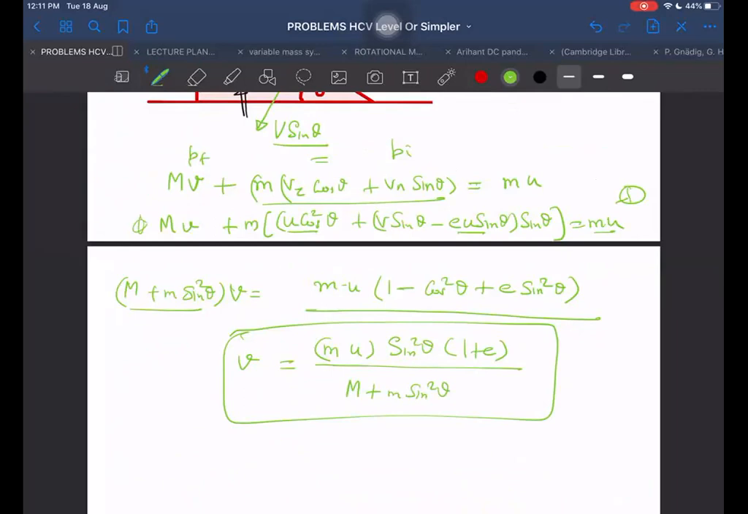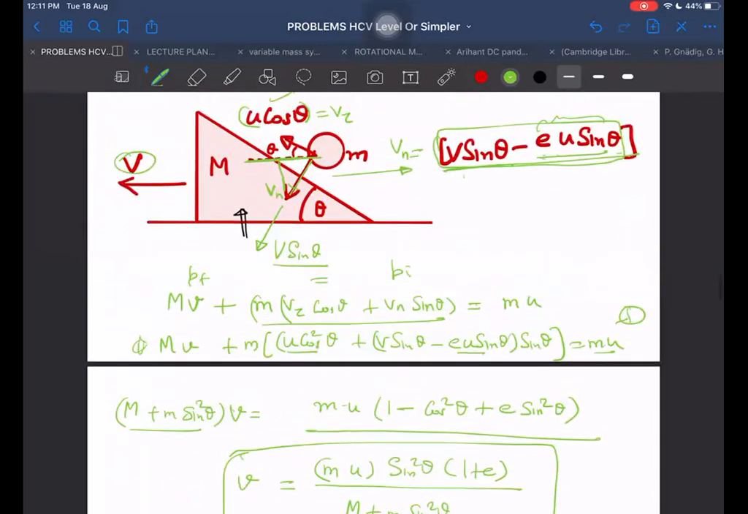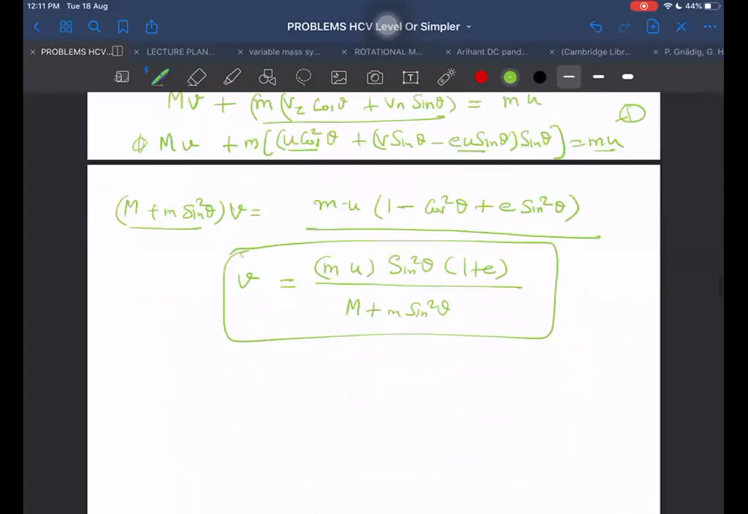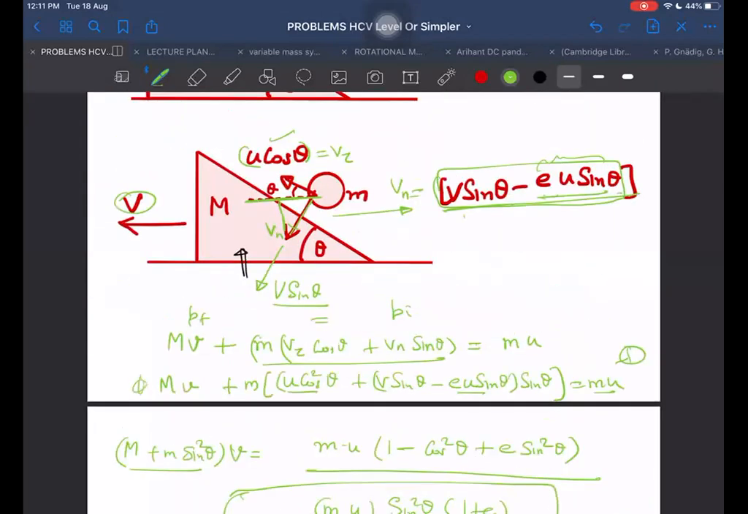Understood or not? Right, sir. I have a doubt. Yes, ask it. Sir, you applied conservation of momentum along the horizontal. Yes. But initially we discussed we should apply along the incline. That was for the single mass. This is for the total. What is the problem?